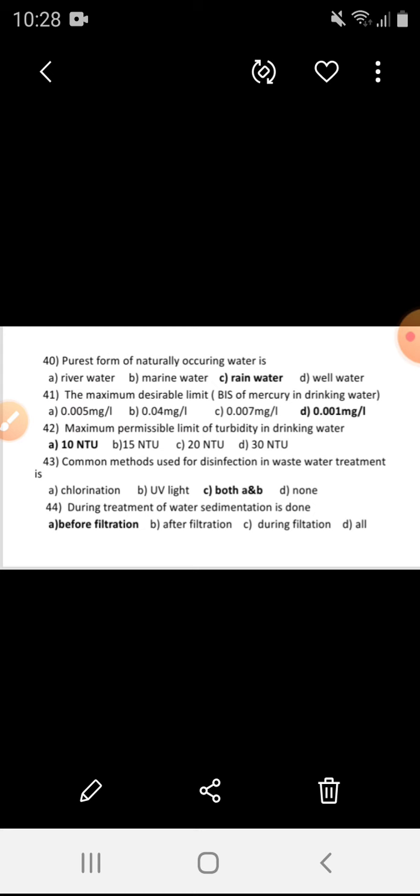40. The purest form of naturally occurring water is: option A, river water; option B, marine water; option C, rainwater; option D, well water. And the correct answer is C, rainwater.